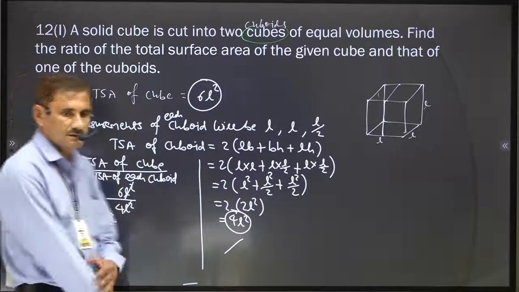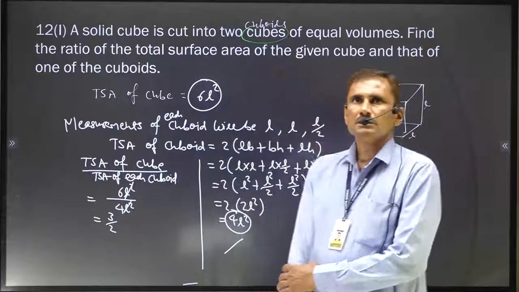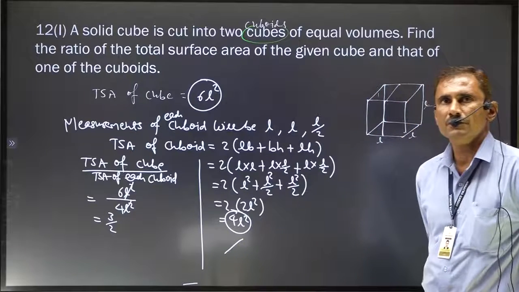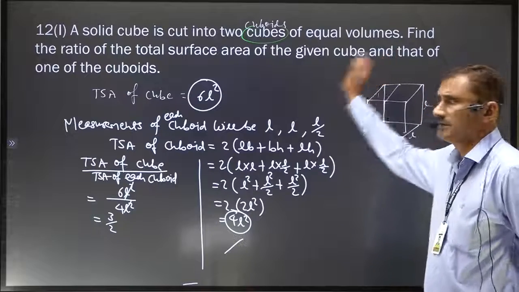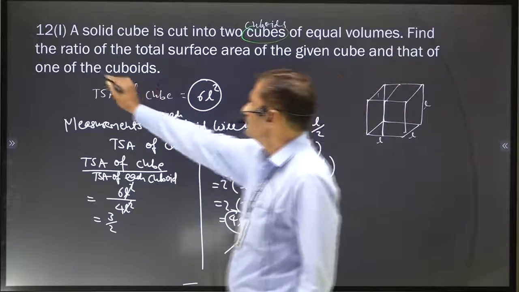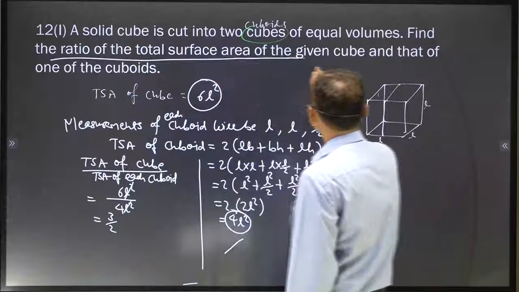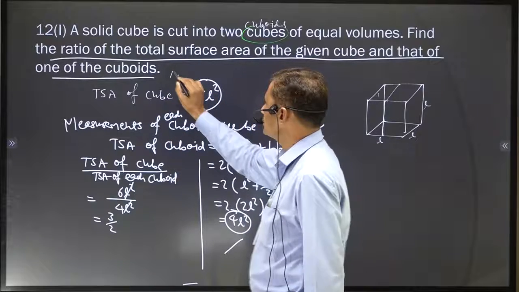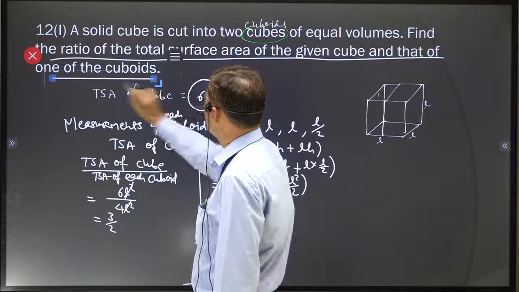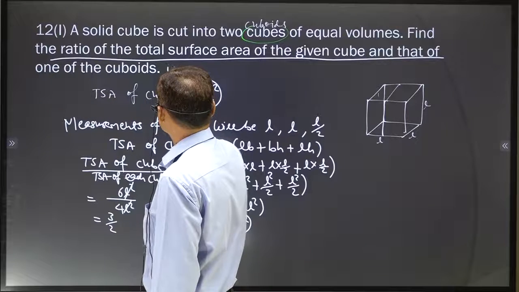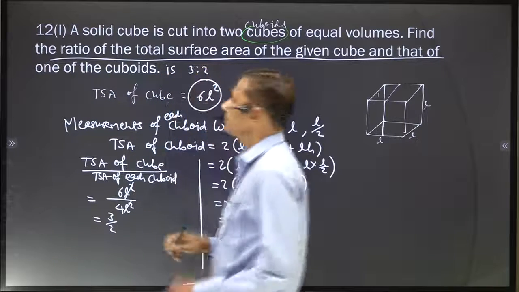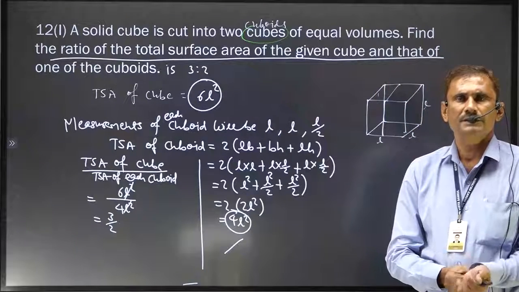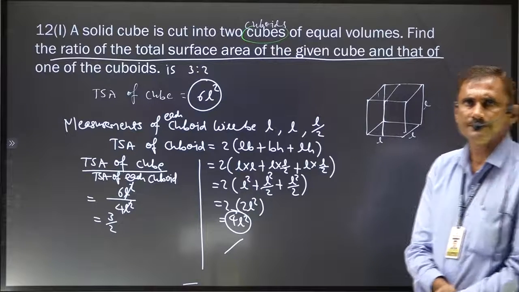Now you can write the statement also. The ratio of the total surface area of the given cube and that of one of the cuboids is 3 is to 2. That way you have to give your answer. Understood? Mostly we give our answer in a statement. So understand all questions well here.